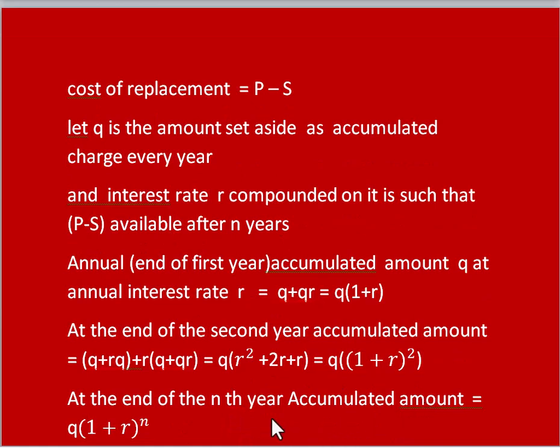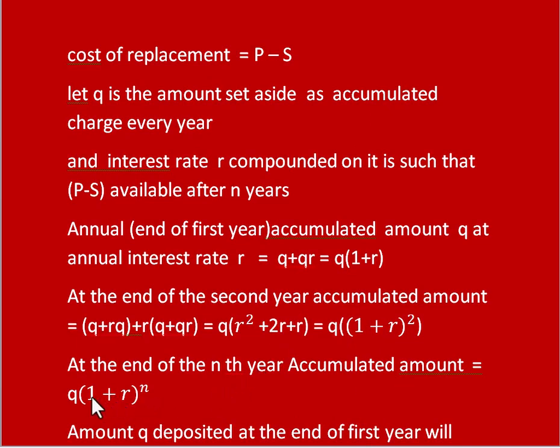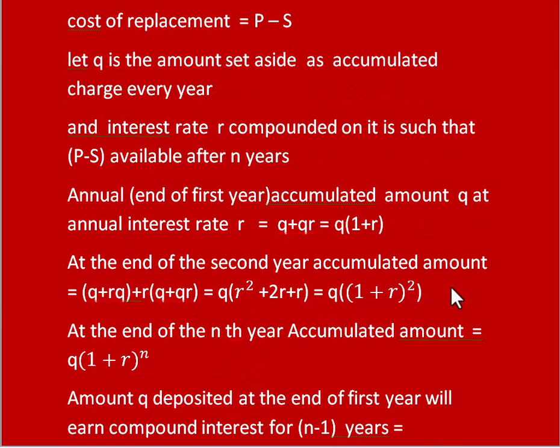At the end of the nth year, the accumulated amount, just similar to the second year, can be written like this: Q into 1 plus r whole power n. Suppose it is for the third year, at the end of the third year it means Q into 1 plus r whole cube.